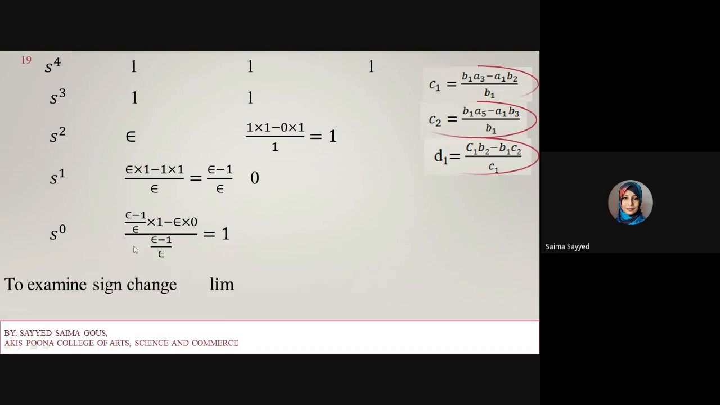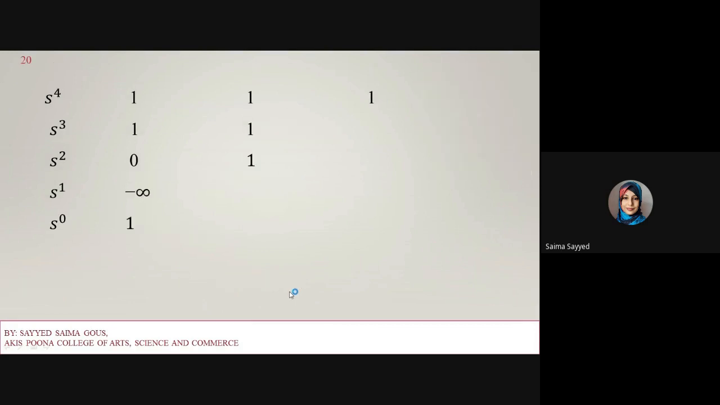Now to examine sign changes, we have to take the limits. So limit epsilon tends to 0, epsilon minus 1 divided by epsilon will give you minus infinity, as epsilon tends to 0. So 0 minus 1, that is minus 1 divided by 0. So anything divided by 0 is infinity, so minus infinity. So here it will be 1.